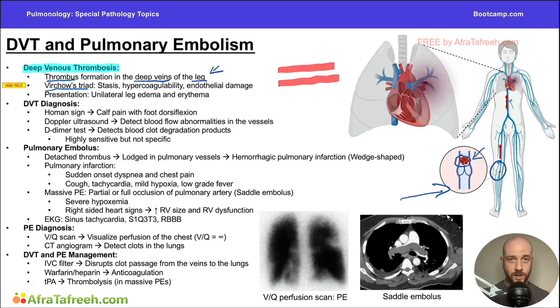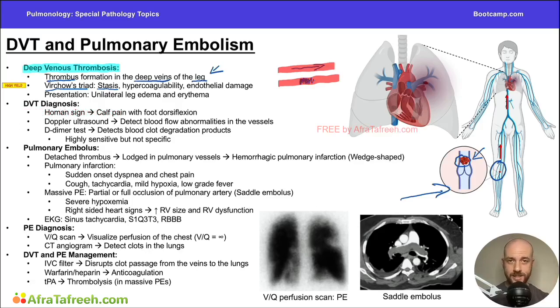So the first one, and in my opinion the most high yield, is going to be stasis. So if we take a look at these two blood vessels here, when blood is moving fairly quickly, this is usually not going to result in clot formation. However, if blood is moving slowly or is stagnant, this tends to activate coagulation factors, which is going to lead to the initiation of clot formation.